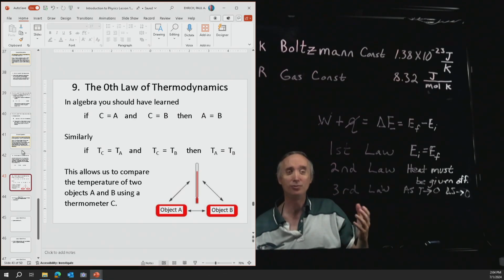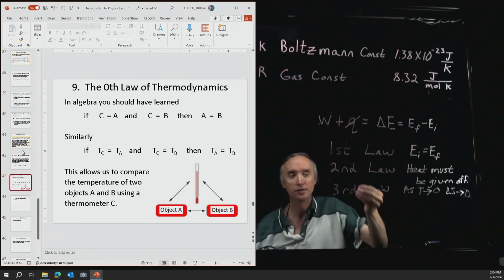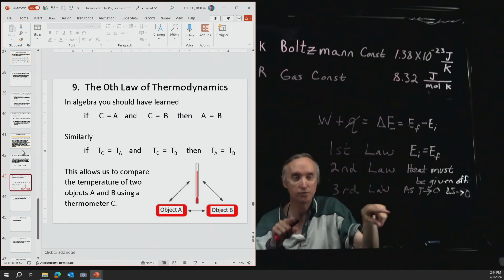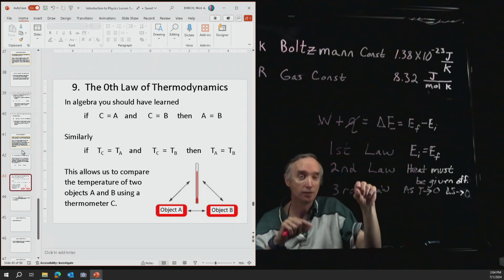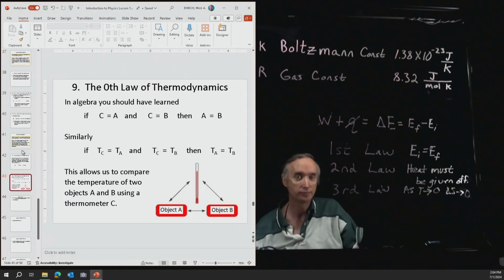Now you're saying, who cares? I mean, this is pretty ridiculous. Well, it is useful because it's the principle behind which we can use a thermometer. We use a thermometer to measure this system and then use it to measure this system. And if the thermometer reading is the same on both systems, the two systems are the same as far as their temperature.